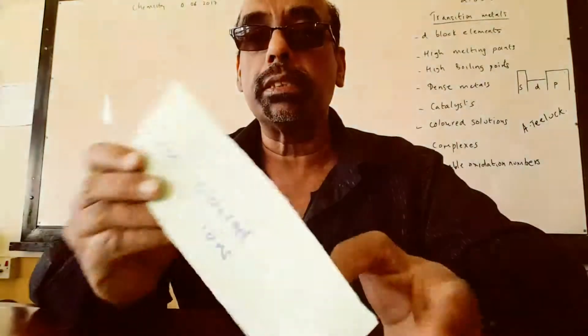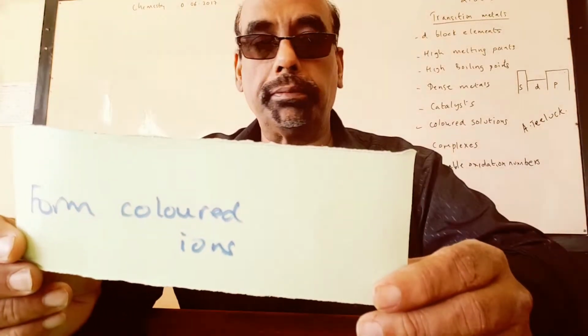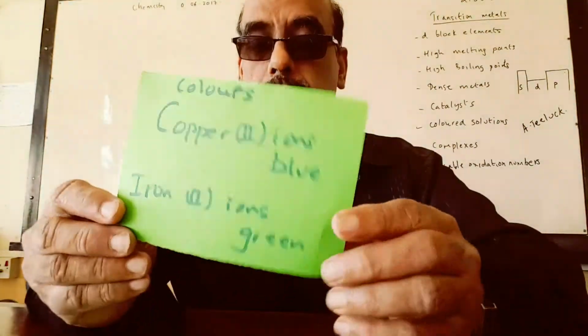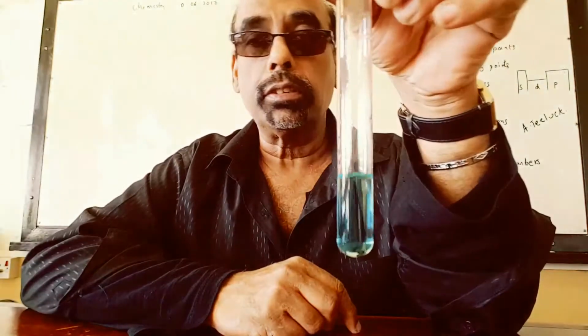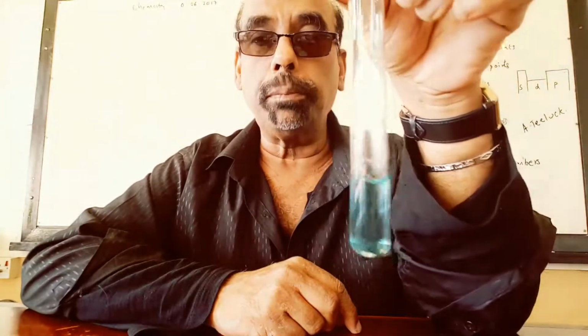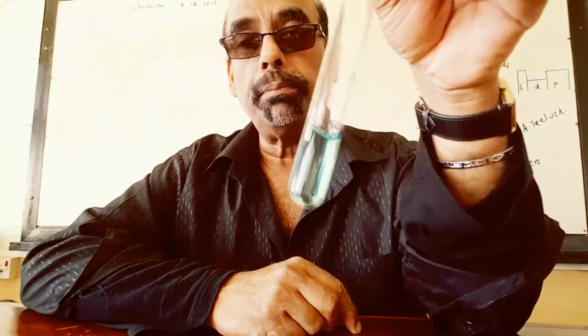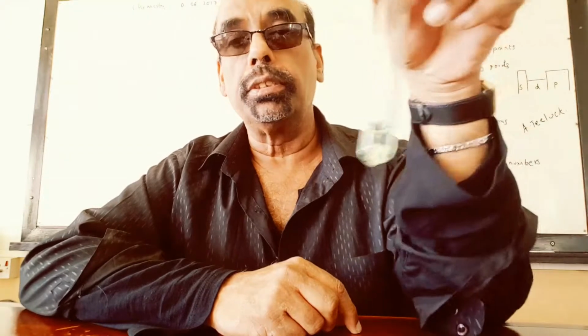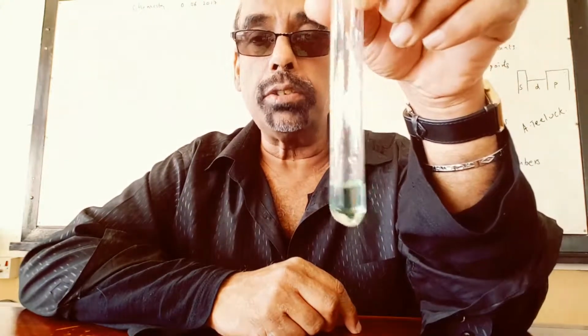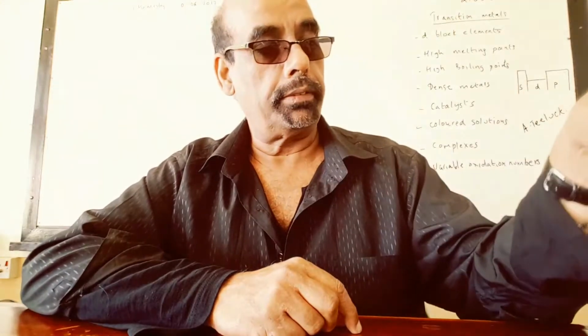These transition metals form colored ions. Copper ions are blue. Iron 2 ions are green. This is copper 2 solution. The copper 2 ions present make the solution blue. This is iron 2 solution, which contains iron 2 ions. The solution is green, pale green.